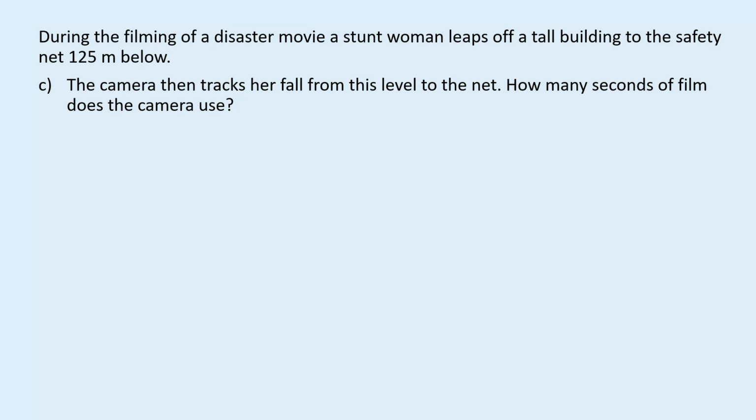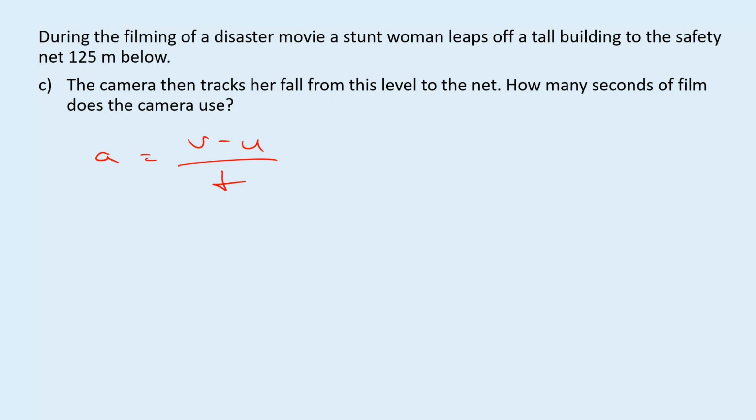How many seconds of film does the camera use? Well, a bit old school, we're using film. Okay, that's fine. Right, let's start with an equation. That's what we generally do. We start with an equation, we rearrange it if we need to, then we put the numbers in, and we reach for a calculator, get our answer, put the units on, and show any rounding. So, right, these are the steps we should be going.